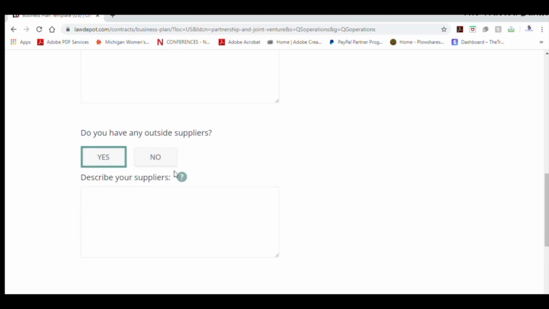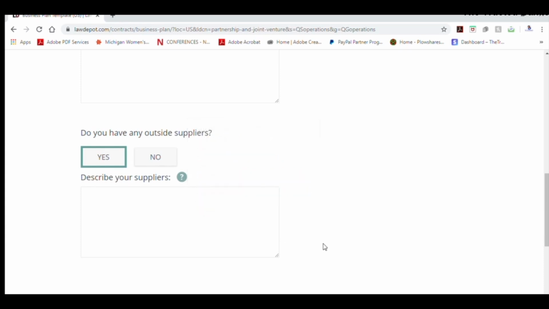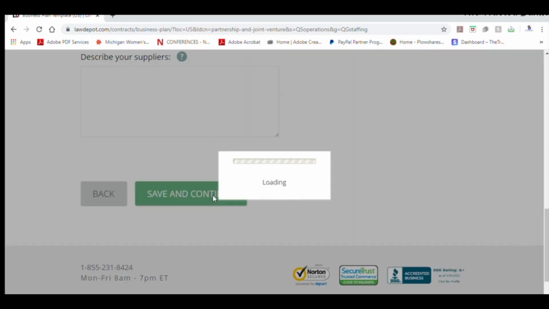Will you have outside suppliers? Yes. If you have suppliers, who are they? Are they dependable? Are they competitive? Are they a reasonably priced supplier? Can you find other suppliers? Are you planning to lower your costs as you grow, when you'll be able to increase supply and then use a different supplier? Who are your backup suppliers? So these are all things you want to address in this section.